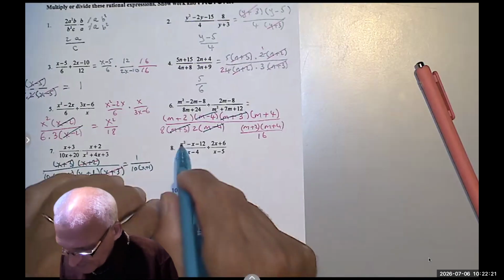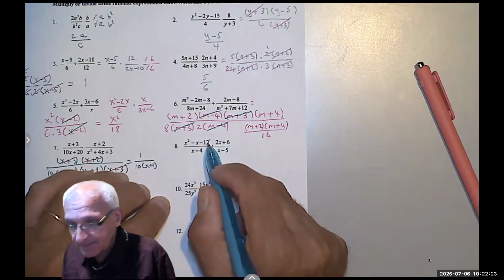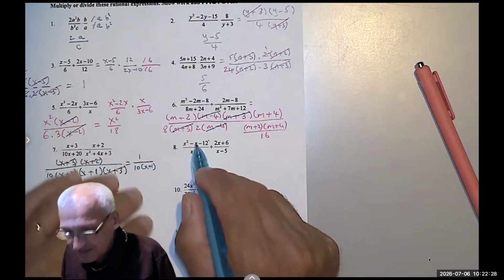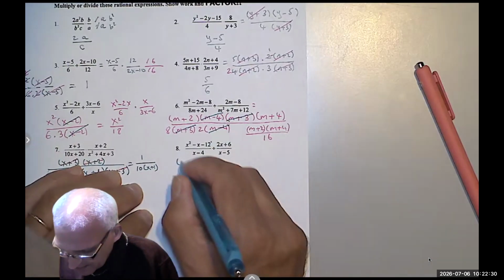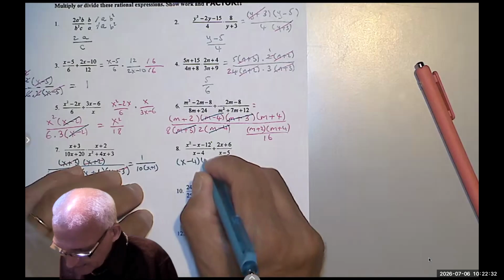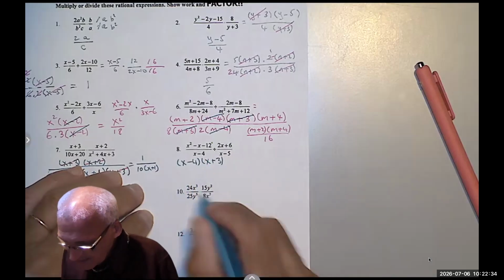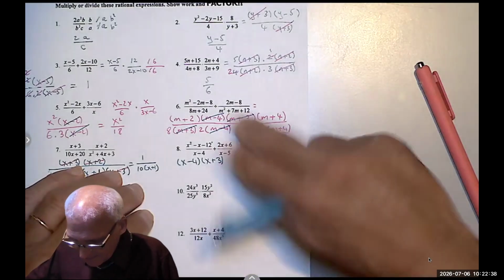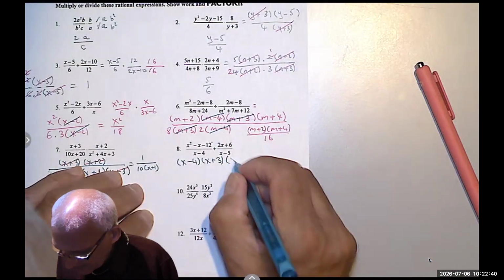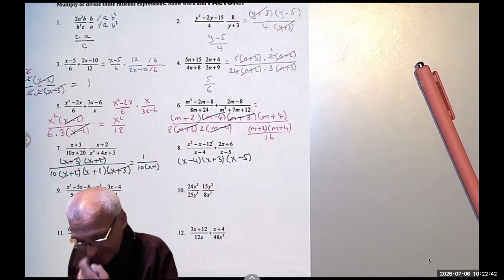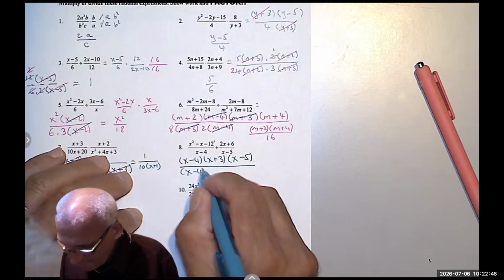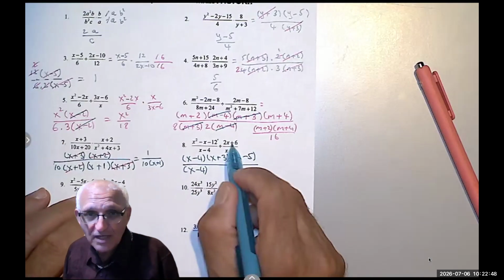I factor the first one. I have two numbers that multiply to negative 12 and their difference is negative 1, meaning x minus 4 and x plus 3, right? I'm going to divide. So that will come in the numerator times x minus 5. What's left in the denominator is x minus 4 and this guy, which is 2x plus 6.